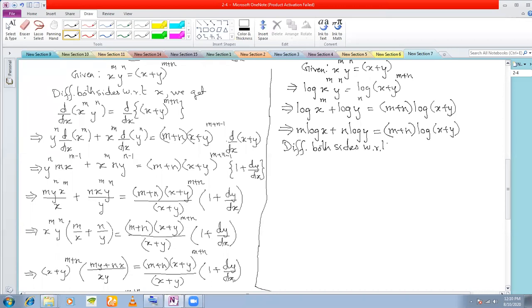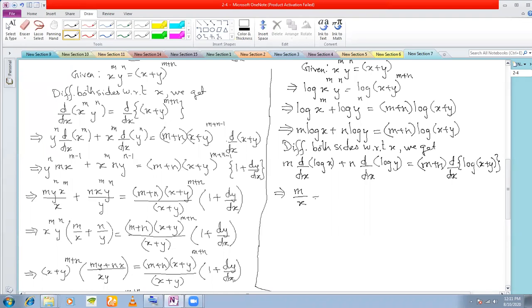With respect to x, m is a constant, so we'll take it out of the differentiation: m d/dx of log x. n is a constant, you can take it out: n d/dx of log y. m plus n is a constant, you can take it out of the differentiation: (m plus n) d/dx of log(x plus y). Now this is m by x, this is n by y dy/dx.